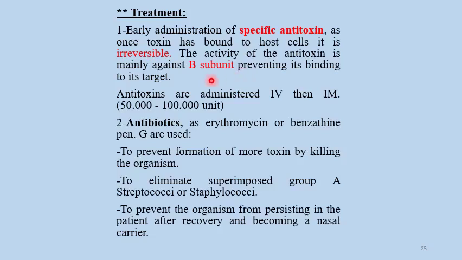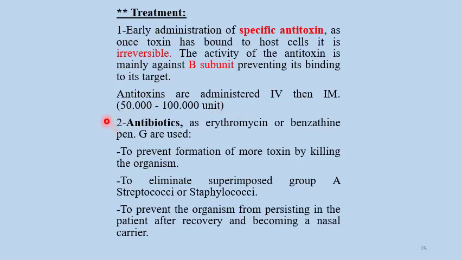So we have to give early administration of the specific antitoxin. This antitoxin is administered intravenously first عشان برضو يبقى سريع, then continue treatment by intramuscular injections. About 50,000 to 100,000 units ده الدوز بتاع التريتمنت.